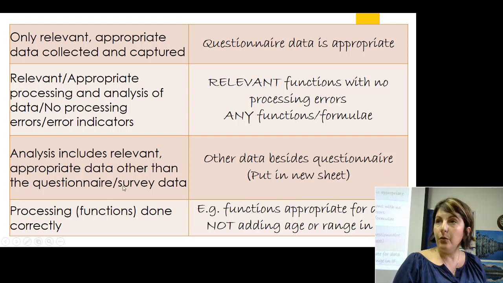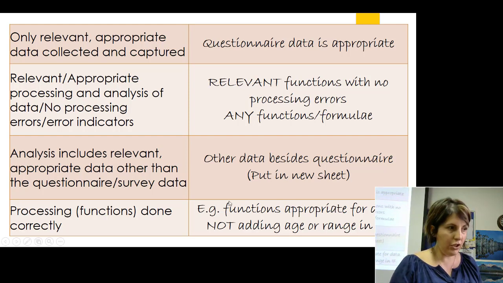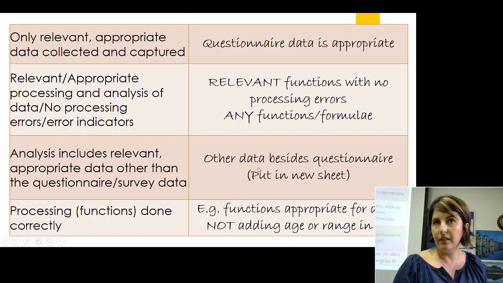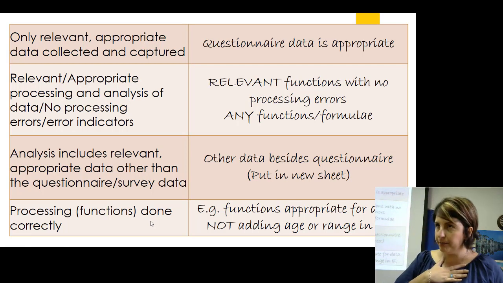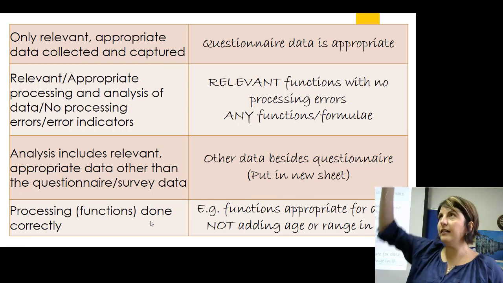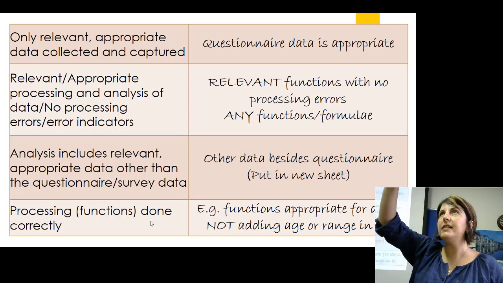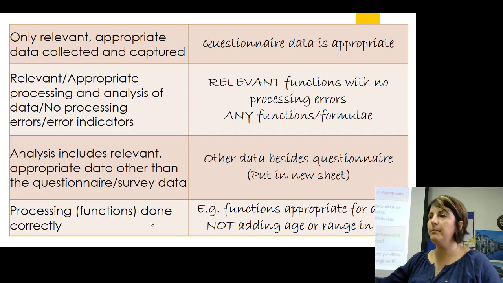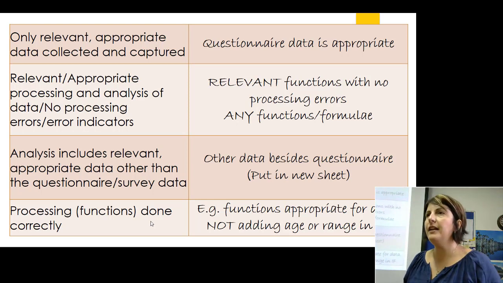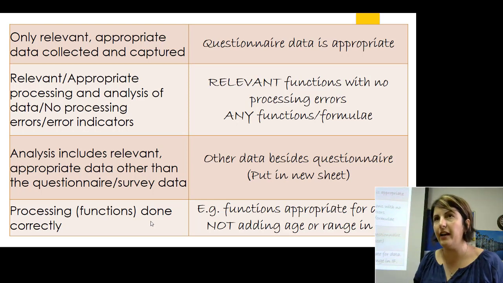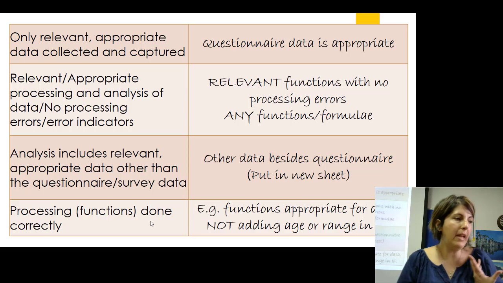Other data than the questionnaire or the survey, so there is 1 mark for other data. And then the processing is done correctly. Here's me, a strict person. If they have calculated something and they have missed the bottom row or the top row in their calculation, then I would say it's not calculating correctly. That's just me.